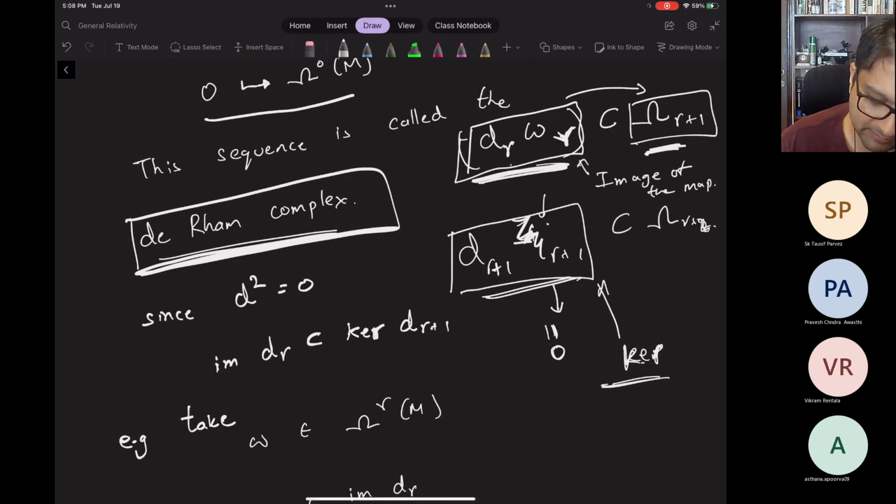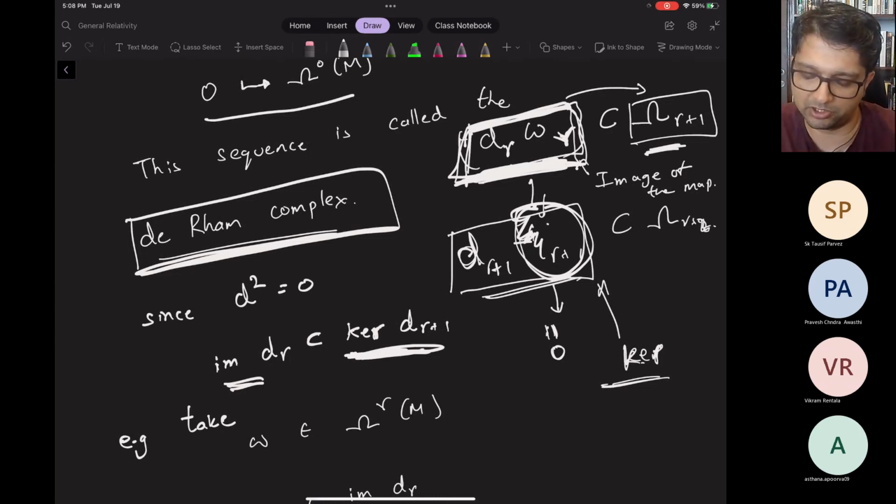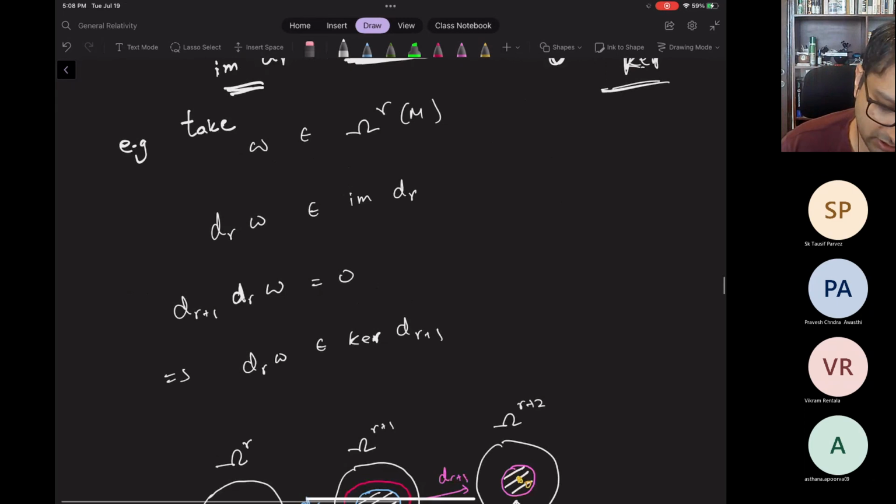So the claim is that the image of d r, that is all possible derivatives of R forms, is a subset of the kernel of d r plus 1. That is, they're a subset of the R plus 1 forms which, when acted on with this derivative, give you a zero R plus 2 form. Let me write that out explicitly and also show you pictorially what is meant by this.